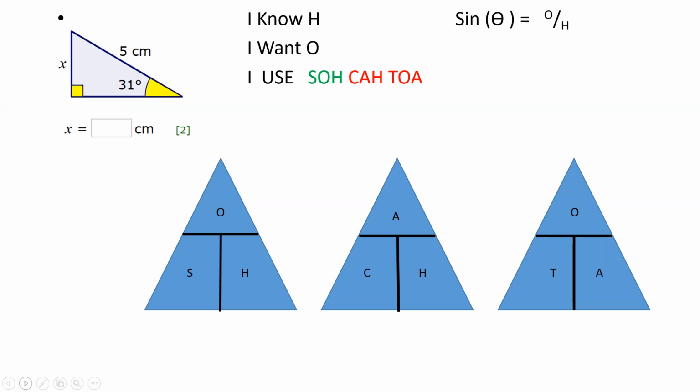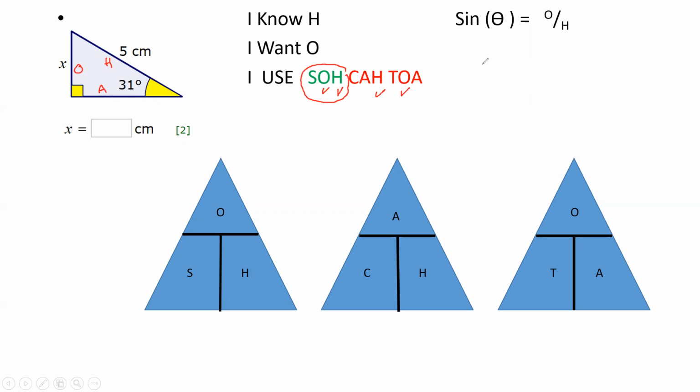Next example is one where we mark our sides up again. That's O, this is H, and that's A. And I know H, so I tick my H's. I want O, so I tick the O's. The only thing with two ticks is S, so off we go.